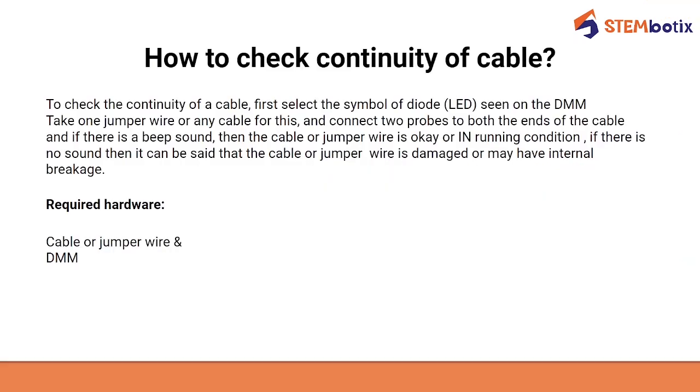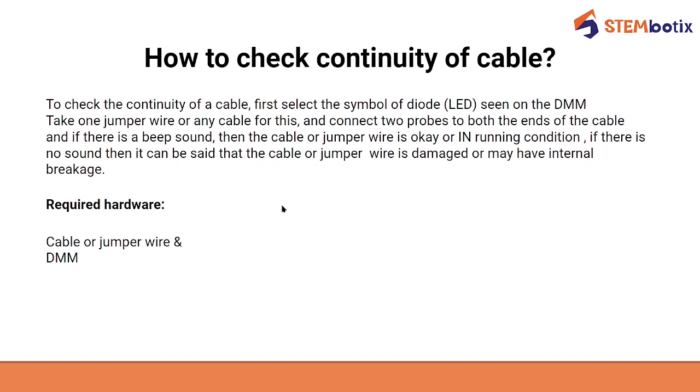Now what about checking the continuity of a cable? How can you check the continuity of your cable using a digital multimeter? For this experiment, you will need a cable or jumper wire and a digital multimeter. What we are going to do here is connect the cable, or you can say jumper wire, in between the two probes, the black probe and red probe, of the digital multimeter.